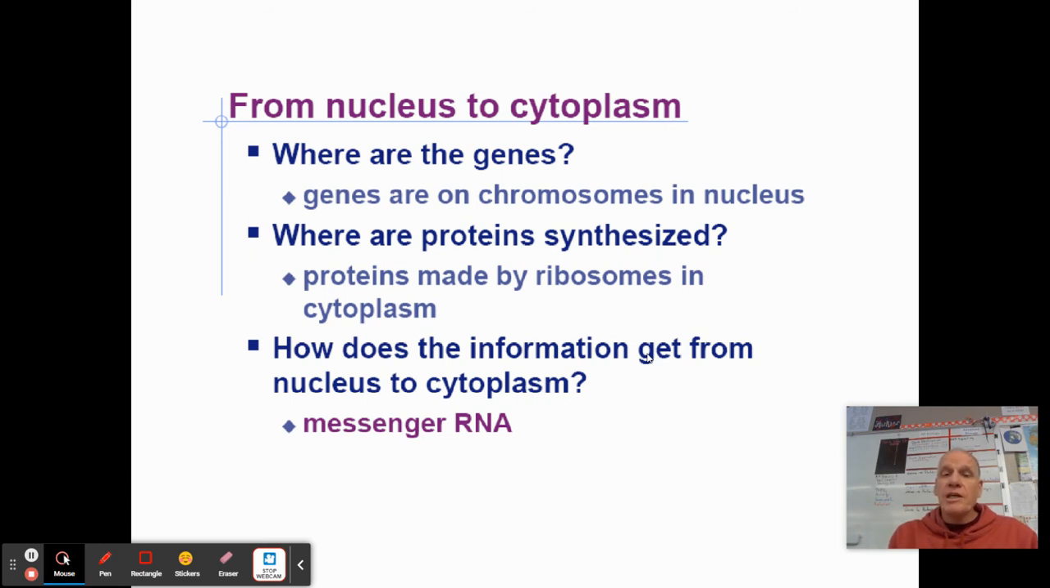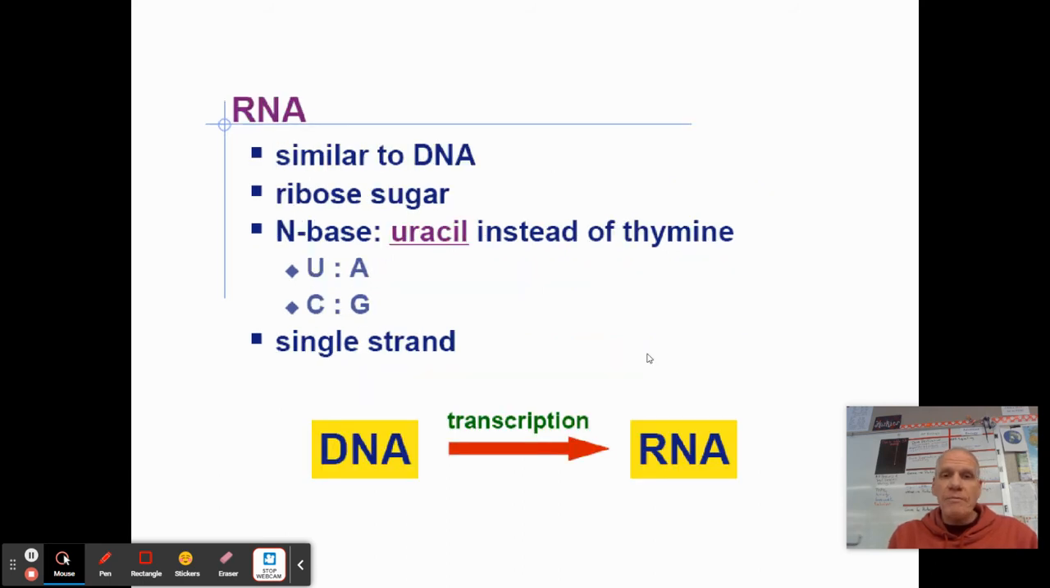How does the information get from the nucleus to the cytoplasm? That's going to be messenger RNA, and that's what we're going to talk about now, that initial process of creating messenger RNA, i.e. transcription. Okay. Remember our base pairing rules, some just information about DNA, okay, and RNA, excuse me, similar to DNA, has a ribose sugar versus deoxyribose, has uracil instead of thymine. It is single-stranded. And the process of transcription is going from DNA to RNA.